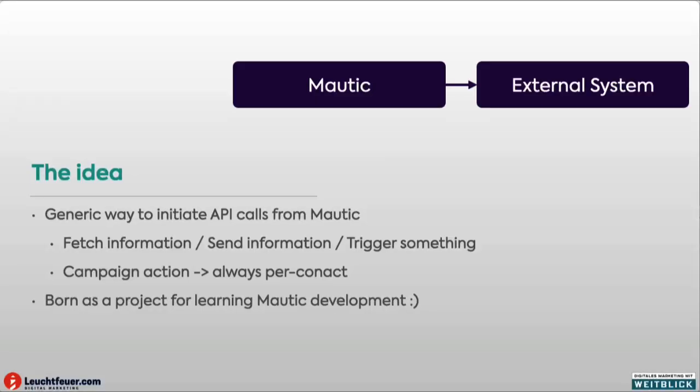So Mautic is sending an API call to an external system. Why would you do that? It's really multifold. You can get sent information from the outside system. You can send information to the outside system. You can trigger something at the outside system. You can even integrate this with N8N or other things. So it's super powerful. How do we do that? We do that on a per contact basis by providing a campaign action that does all this.